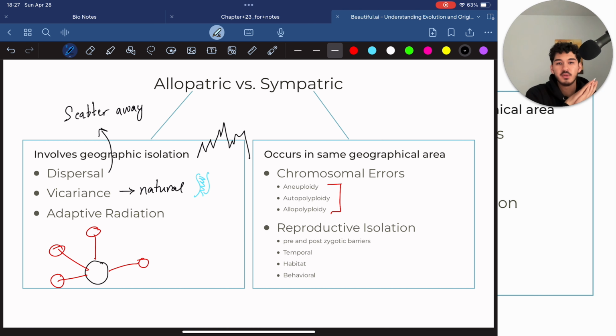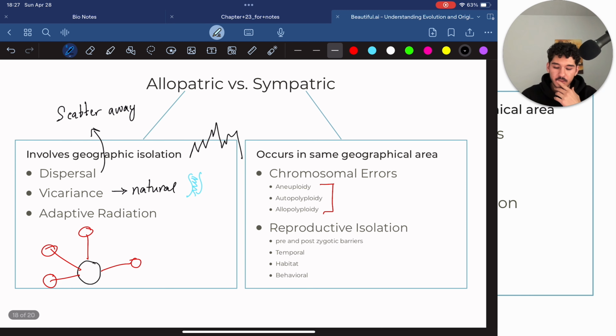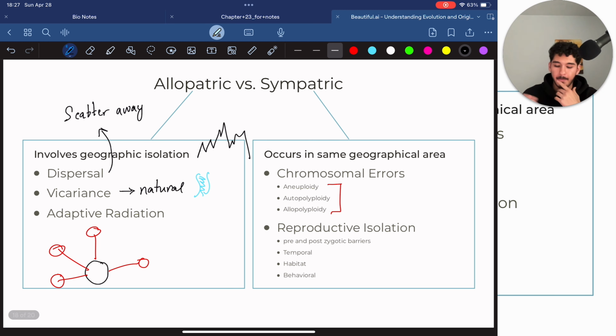So pre-zygotic just means before the zygote is even formed. And the zygote is that stage right before it develops. So pre is before zygotic, based on the definition. There are 4 types of pre-zygotic barriers, which are temporal, habitat, behavioral, and also gametic. If we look here, this all falls under temporal. We don't worry about post right now. So there are 4 types of pre-zygotic barriers.